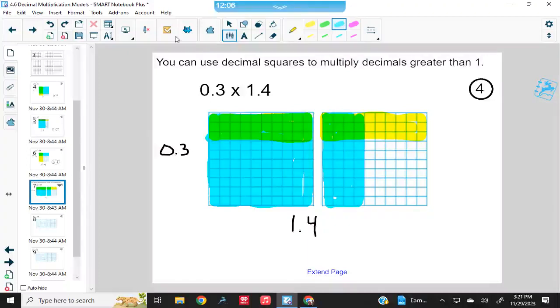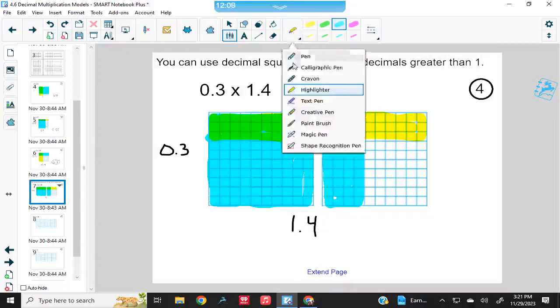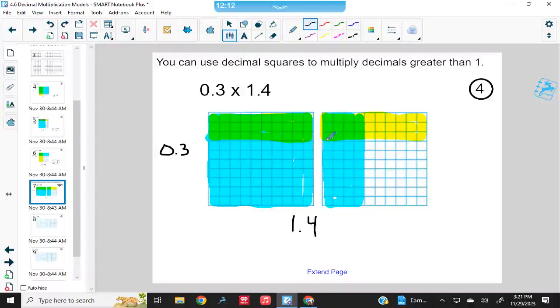Now I need to count up my spots. Okay, so I count my boxes. Well, I know this is 3 times 10, so that's 30. 31, 32, 33, 34, 35, 36, 37, 38, 39, 40, 41, 42. So my answer becomes 0 and 42 hundredths. So now this is where people say, but wait a minute, Mr. S. How does it get smaller if we're multiplying? Because when we multiply with decimals, our numbers are going to get smaller because the decimal is smaller than a whole.